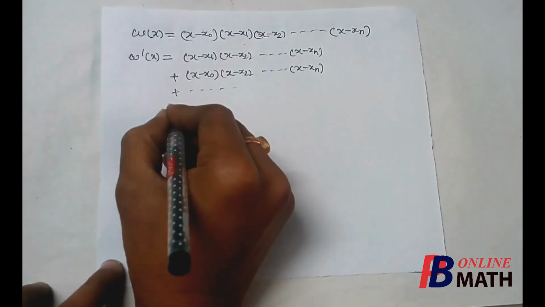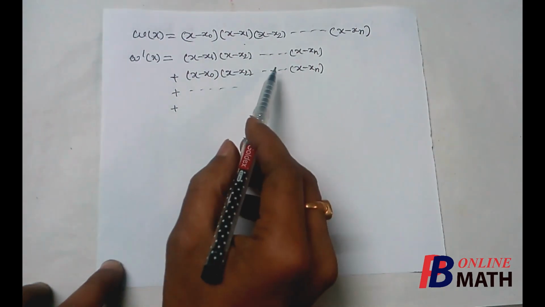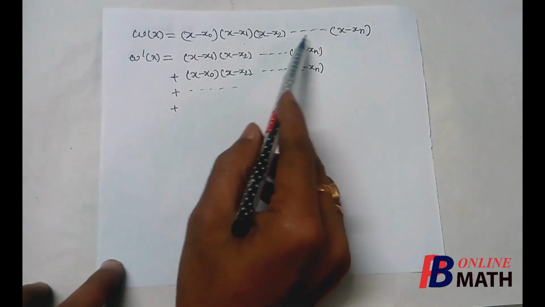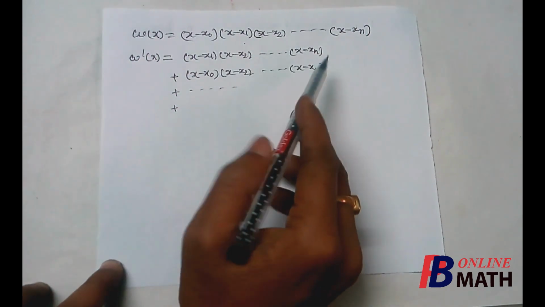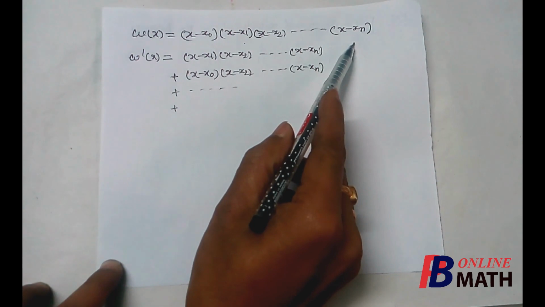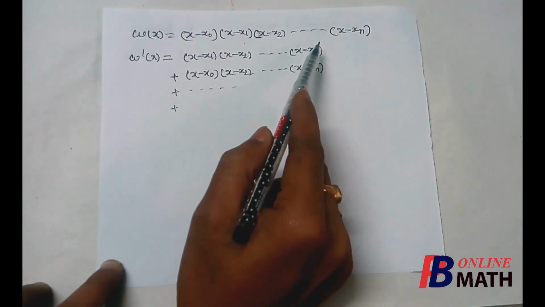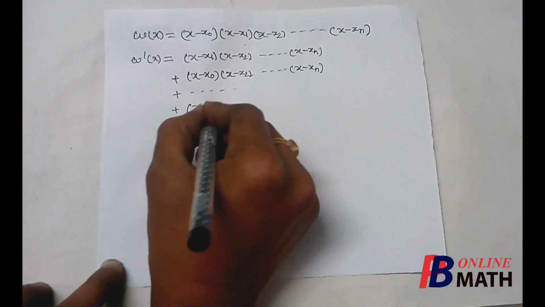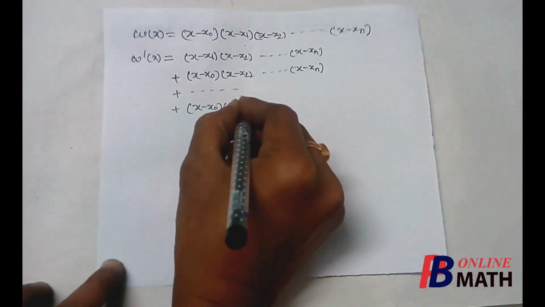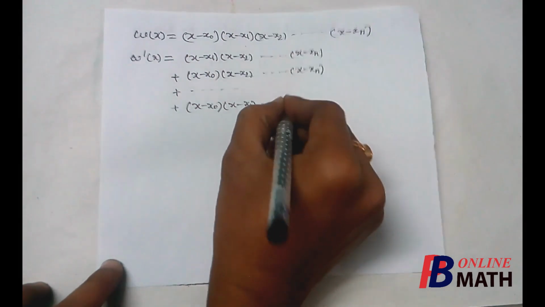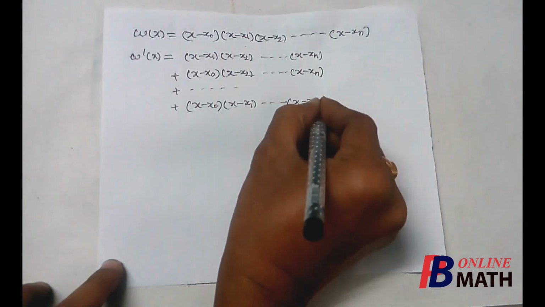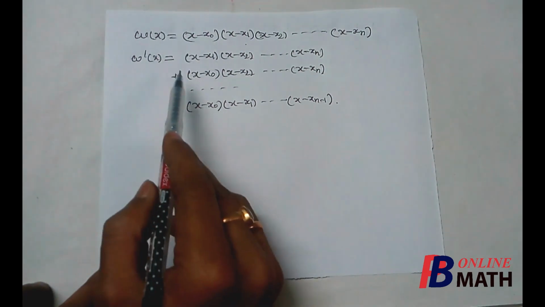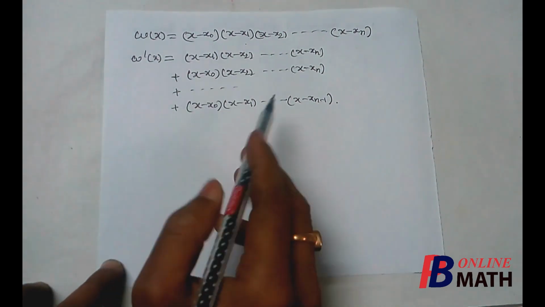And continuing in this process, ultimately we shall differentiate the last factor keeping all the previous factors unchanged. So if we differentiate this with respect to x, it will be 1, and we shall keep all the remaining n factors unchanged. So it will be x minus x0, x minus x1 up to x minus xn minus 1. So if we differentiate this omega x, then we shall get this function.